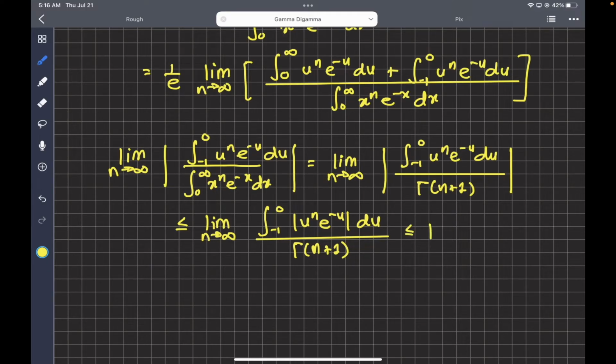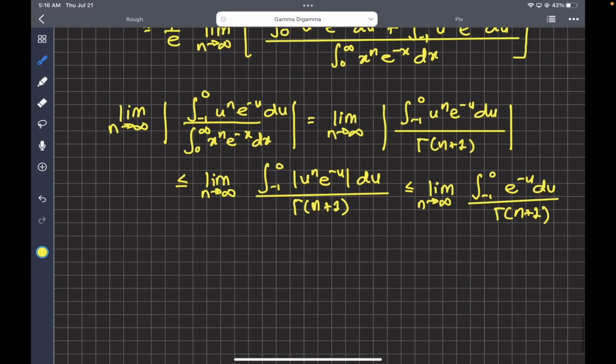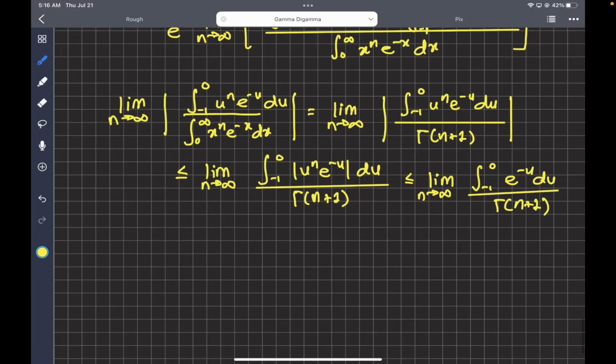Well, u to the n has an upper limit in absolute value of 1. So we can just get a less than or equal to e to the minus u du. I lose the absolute value because the exponential function is always positive, over gamma of n plus 1, which is really, really large because it's a factorial. This actually turns out to be limit as n goes to infinity of (1 over e minus 1) over gamma of n plus 1. Well, gamma of n plus 1 is unbounded, and in the denominator it will make the entire thing go to 0.